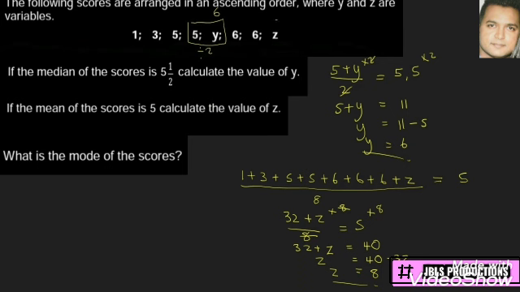We put that in. Okay, what is the mode of the scores? Now remember, the mode is the number that appears most often, and we can see that the number 6 is the number that appears most often.